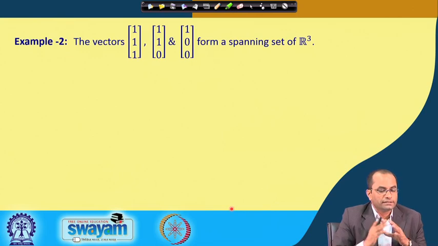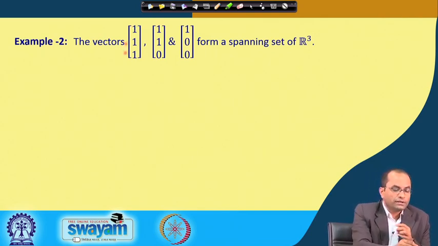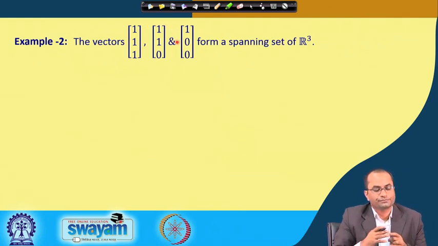Another example we will be talking about: these vectors 1 1 0, 1 1 1, and 1 0 0, and this also forms a spanning set of R3. How does this form a spanning set?